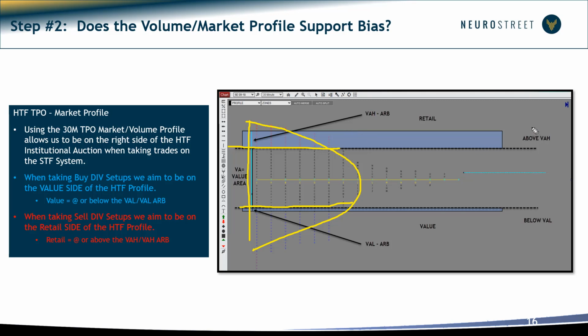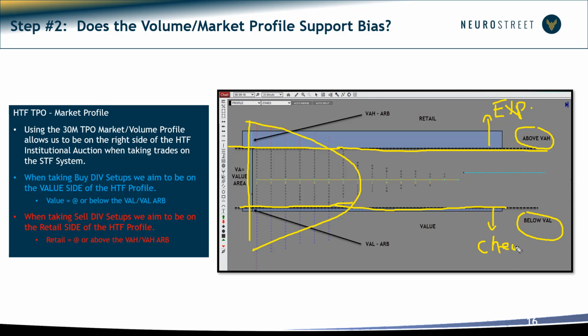So let's talk about above the value area high, below the value area low. Anything up here in a profile is considered expensive, okay? Anything down here in a profile is considered cheap. This is just straightforward 101 profile understanding.